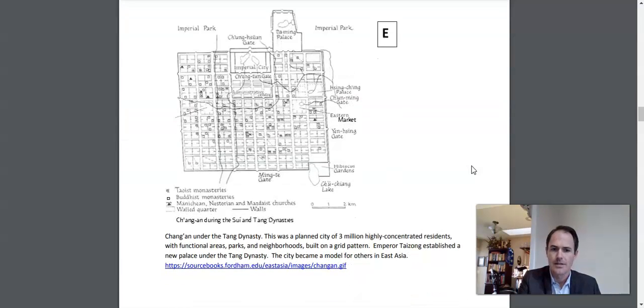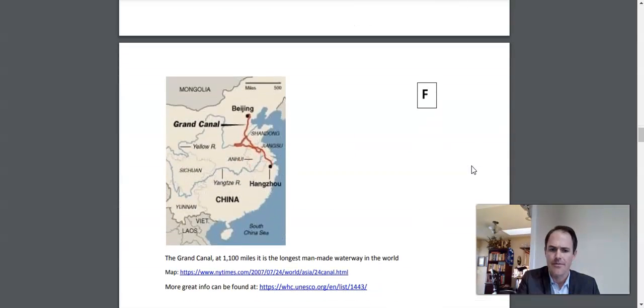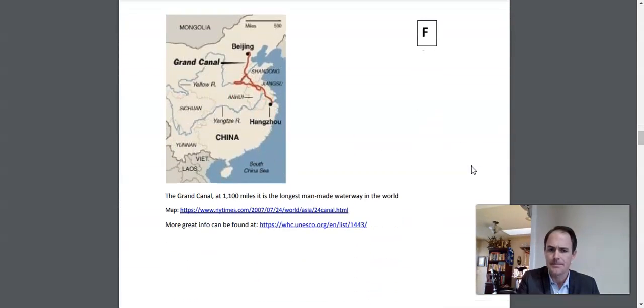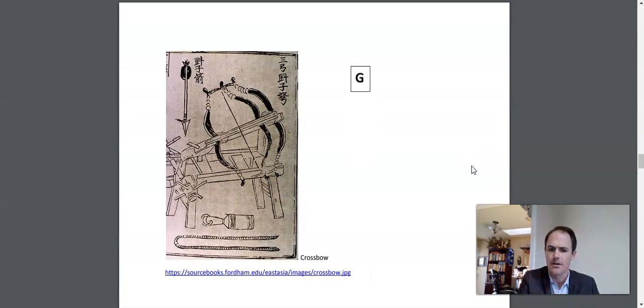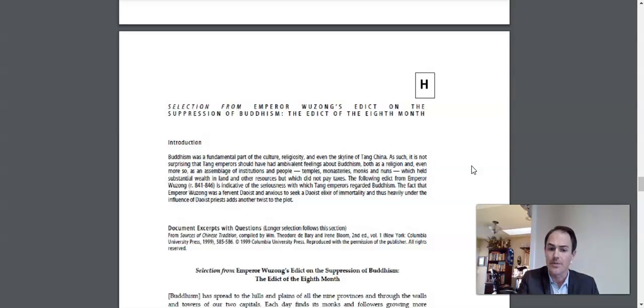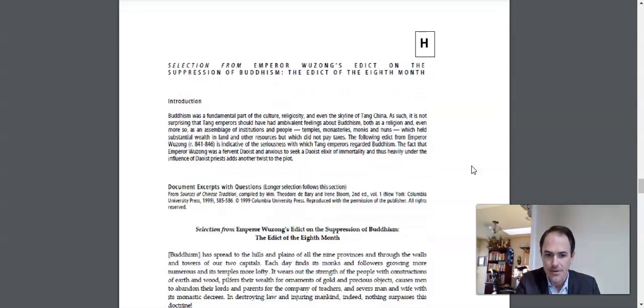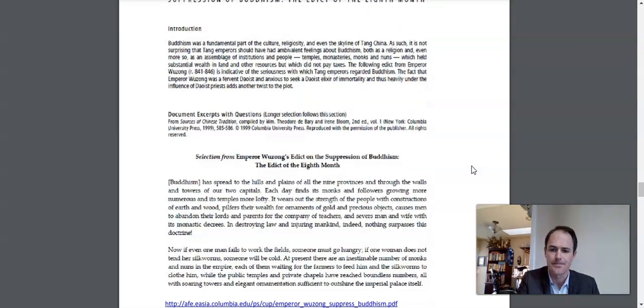Here we go. So this is a map of a city during the Tang Dynasty. Scrolling on, F, we have another map, this time of the Grand Canal. We're scrolling on. Oh, look, another primary source. This is a picture of a crossbow. Scrolling on. Oh, now we have a written primary source. This is from an emperor's edict on the suppression of Buddhism.